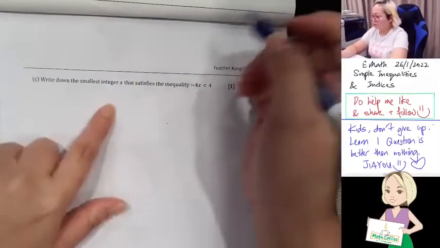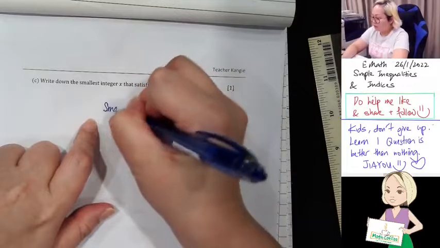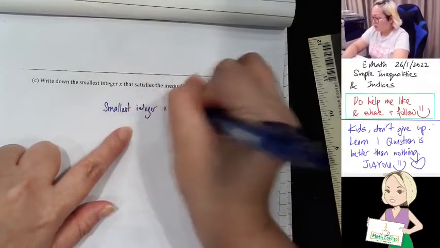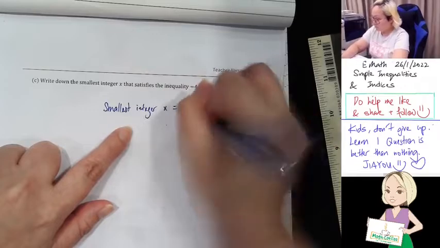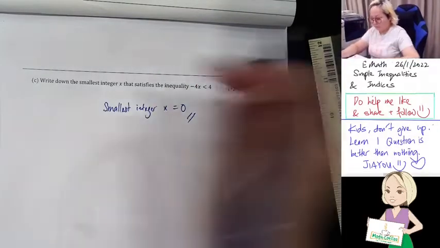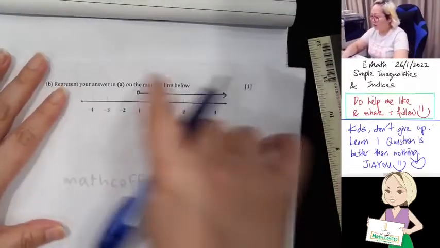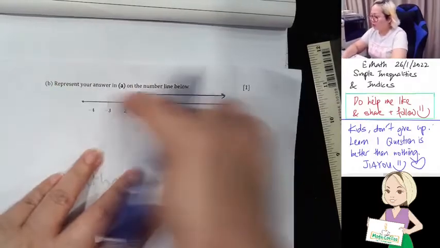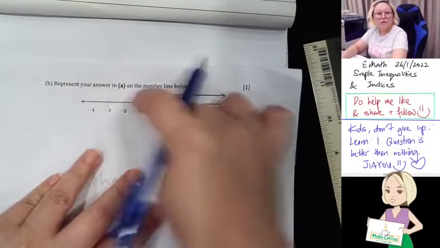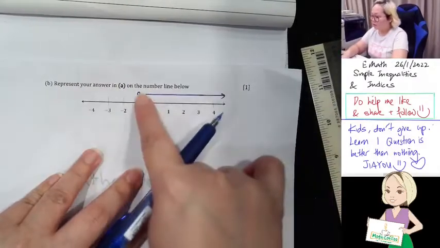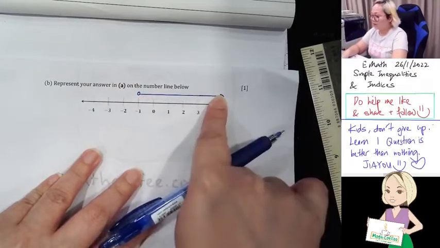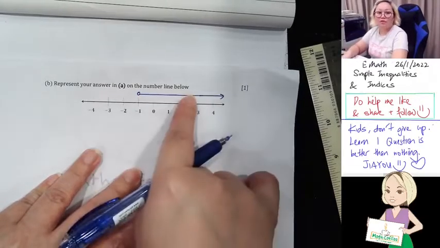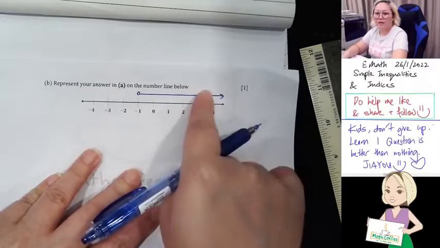So you will have to state here, smallest integer x equals to 0. No, not -4. Can't be -4. Because you see your range is here, this side. Not this side. Your range is x is more than -1. So -4 is not inside your range. So it cannot be the answer.